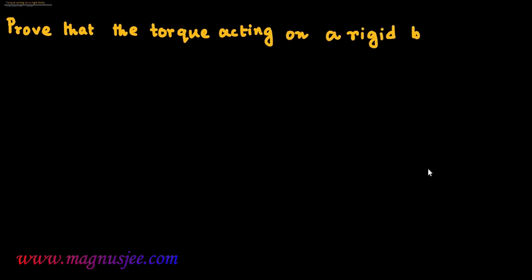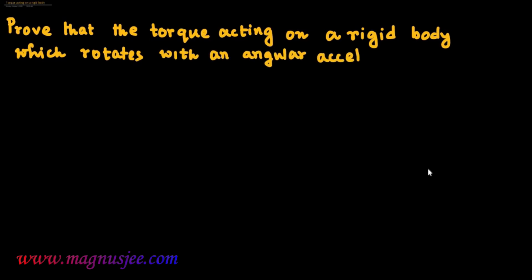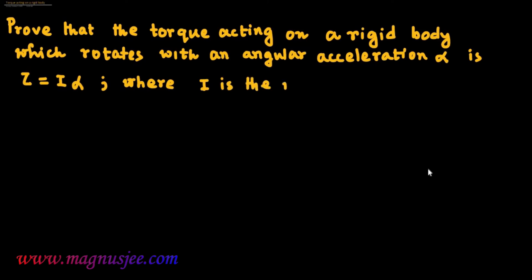Prove that the torque acting on a rigid body which rotates with an angular acceleration alpha is tau equal I alpha, where I is the moment of inertia of the body about the axis of rotation.